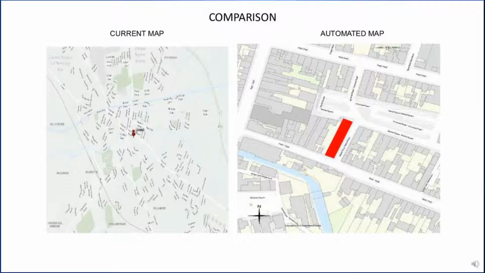The map on the left-hand side is a map that was previously used, and the map on the right-hand side is a map that is generated by the machine, and you can see the difference. That is what we brought towards the office, and they embraced it big time.